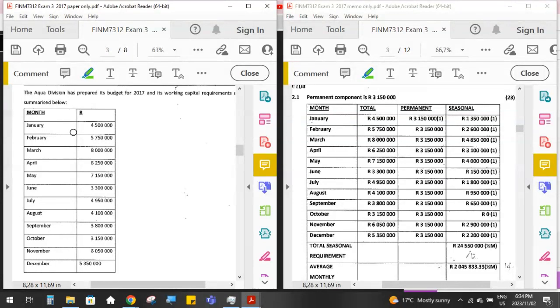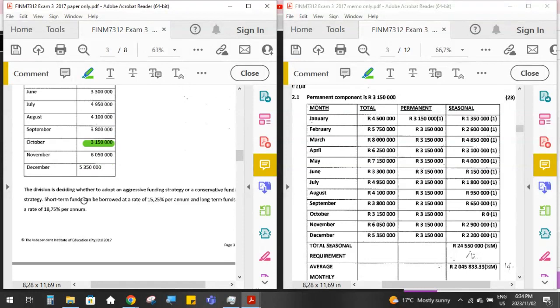So if you look over here, they've estimated for each month of the year what they reckon they need as a total investment in their working capital. So you can see the highest here is 8 million in March. And then we go down to 3.3 and the lowest is 3.150. So there's quite a difference between 8 million and 3 million and all the other amounts in between.